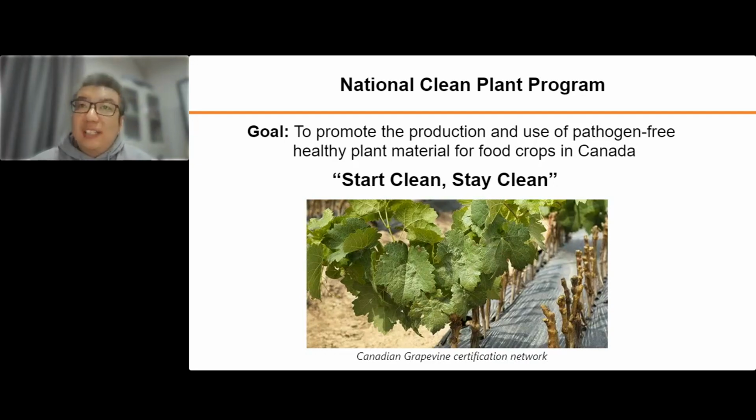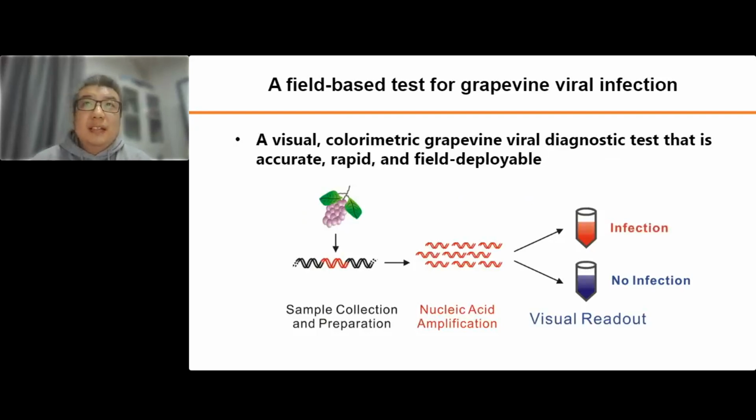So it's very important to have a field-based test that can directly detect viral infections in the fields, in the vineyards. So basically the goal of our collaboration is to develop a field-based test for grapevine viral infection. Ideally, it is a nucleic acid-based test, because a nucleic acid-based test is one of the most accurate and sensitive tests available. However, in most cases, nucleic acid testing has to be done in laboratories rather than in the field.